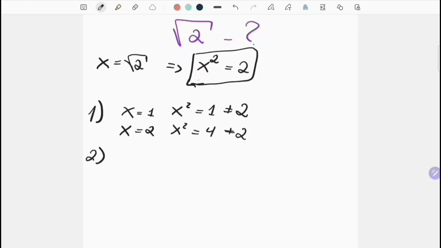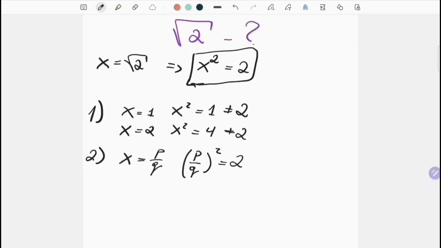The second question is whether this equation has a rational number solution, meaning if x can be equal to a rational number p over q. The p and q here are integer numbers, and their ratio is a rational number. So the question is whether this is possible, which would mean that p over q squared equals 2. The answer to this question is negative. There is no such rational number whose square equals 2.